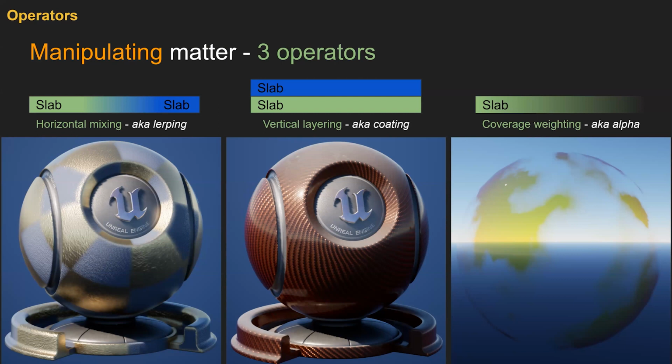And the last operator we have is the coverage weighting operator, which is similar to alpha blending, we could say. Basically, you may want to reduce the coverage of a surface to make it disappear. Next slide.